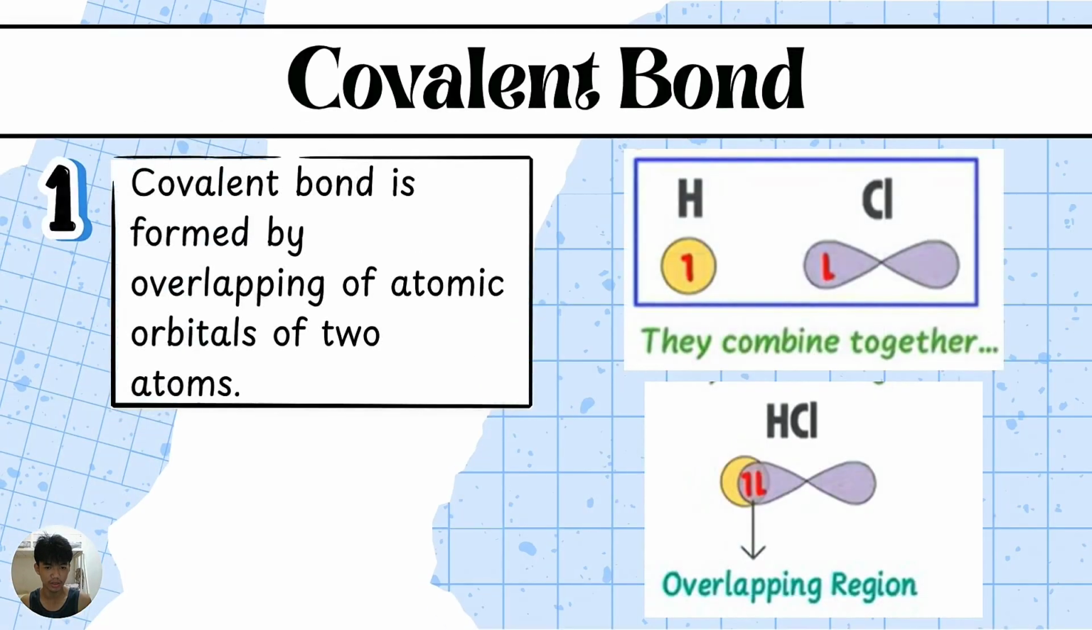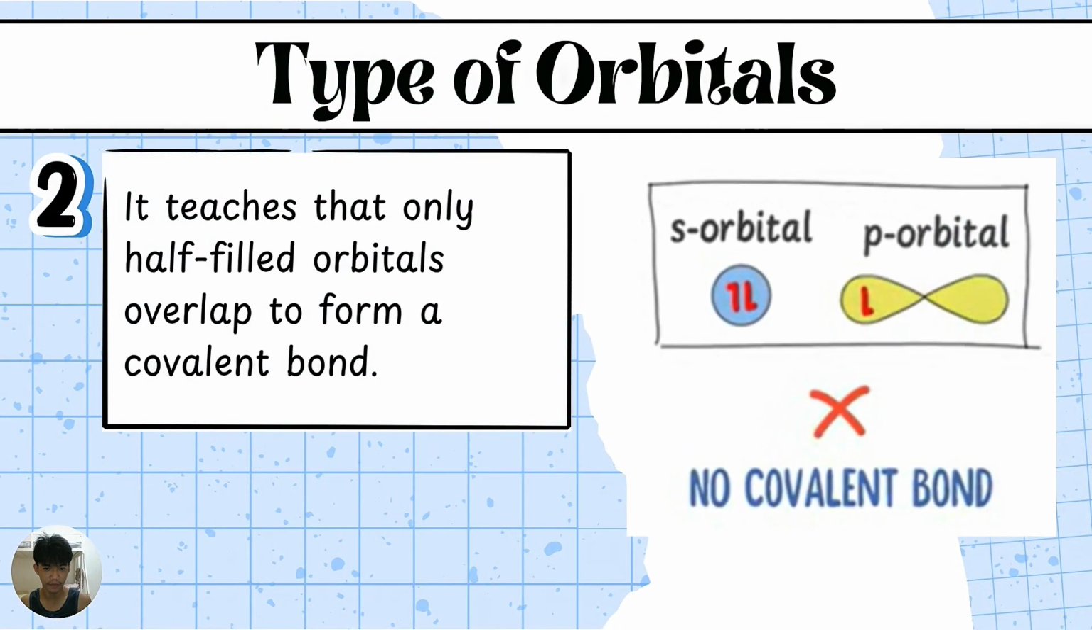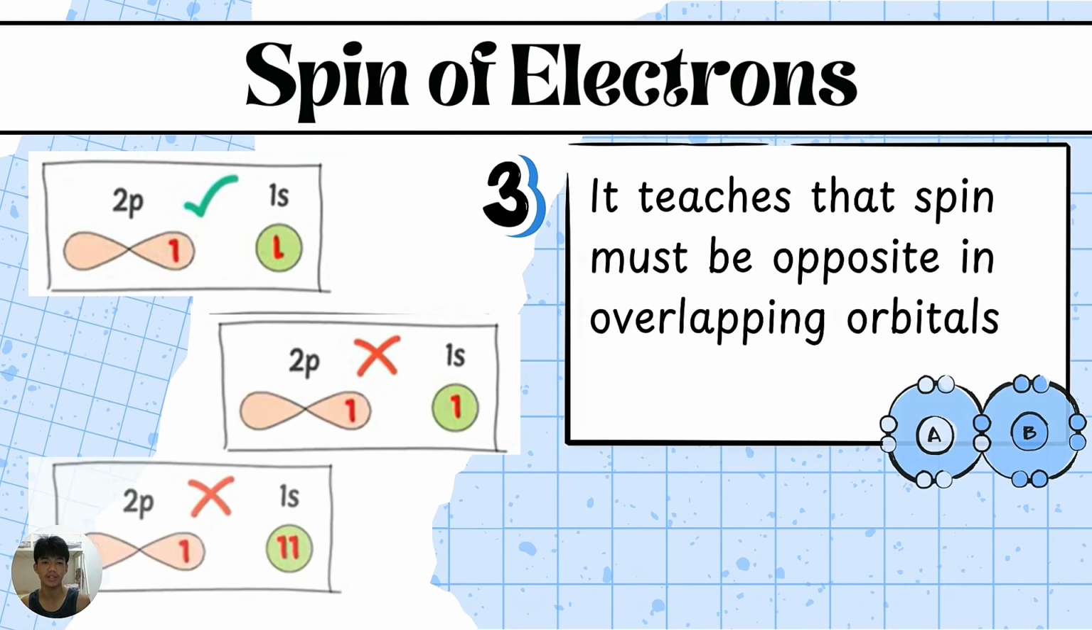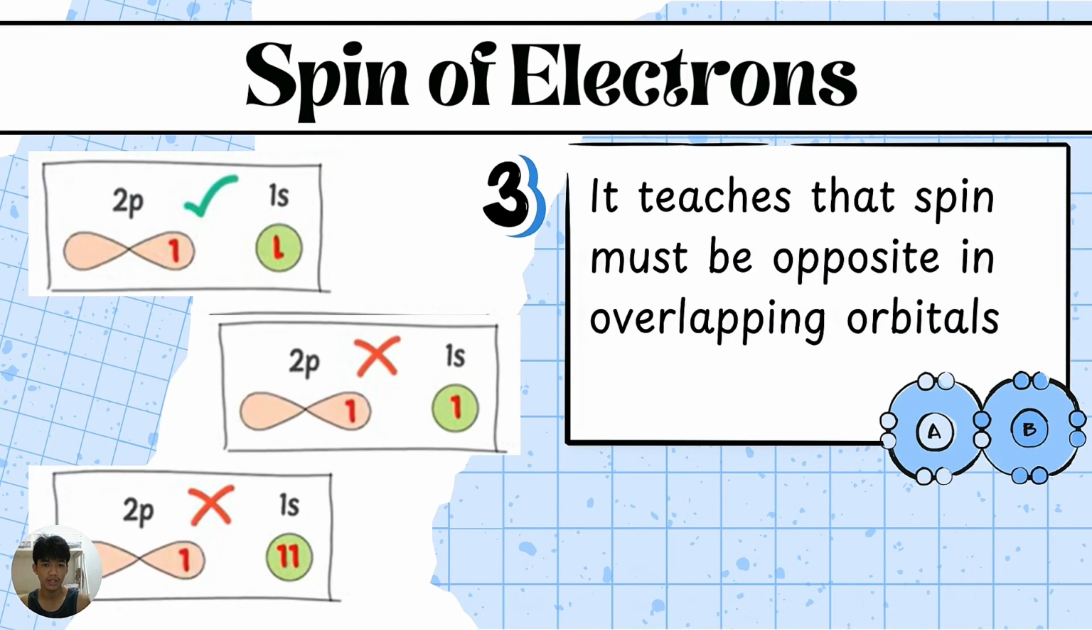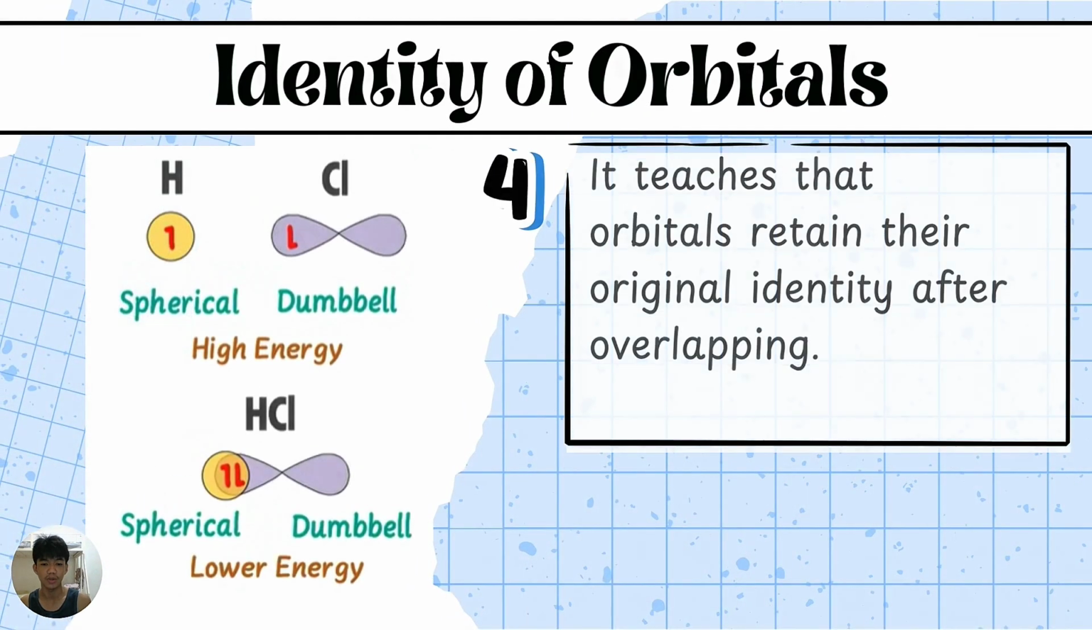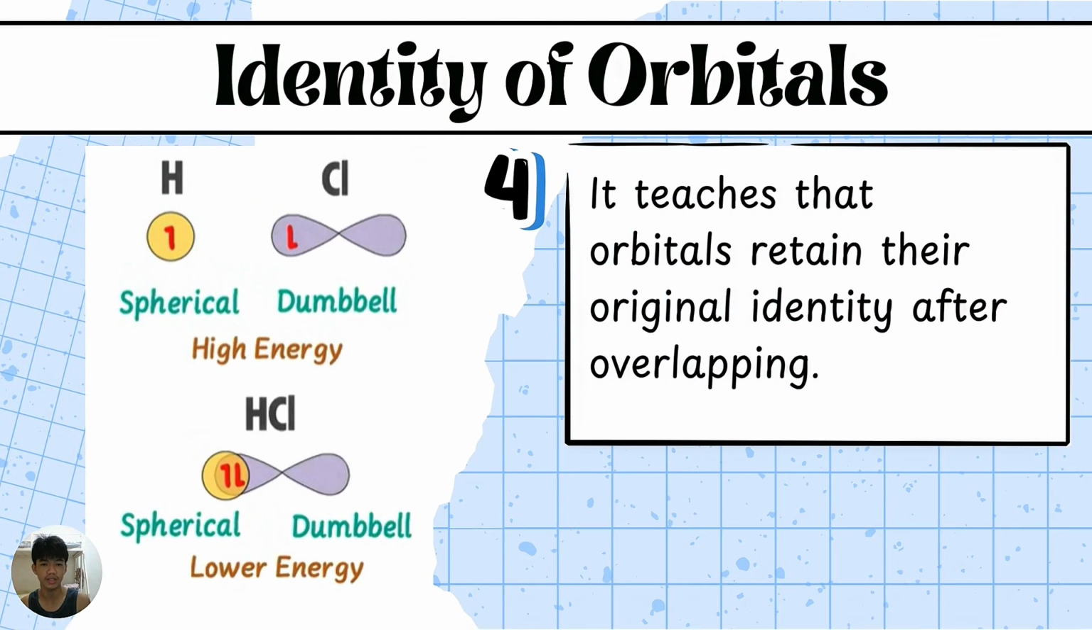She ended on the 8th slide here, spin of electrons. So I'm going to be taking her spot and explaining to you the remaining points that are not yet discussed. So the next point is identity of orbitals.